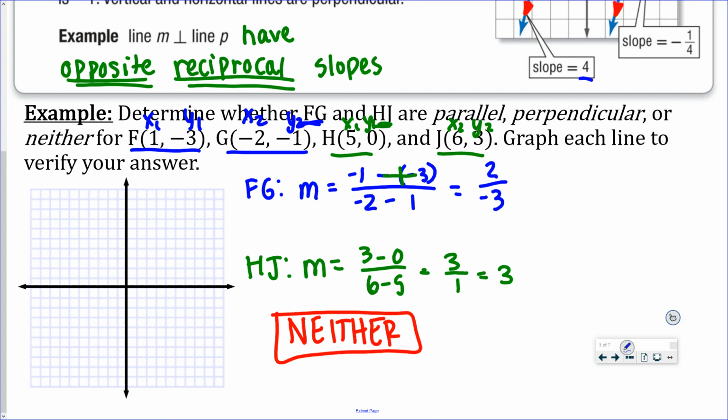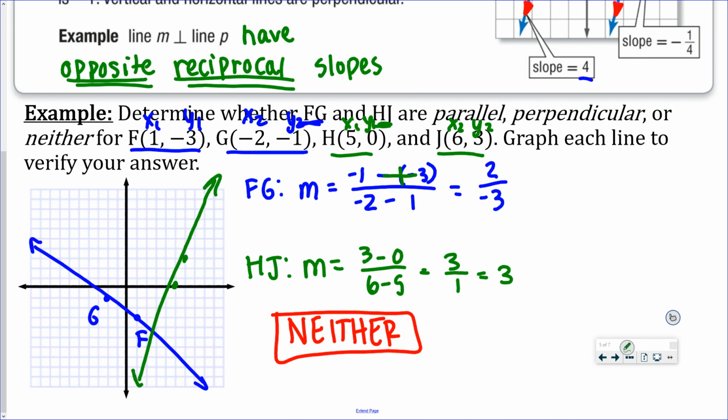Okay, let's go ahead and graph these to verify. So we're just going to plot these points: 1, negative 3. That's point F. Negative 2, negative 1. There's G. You can draw a line. If you wanted to be more accurate, if you didn't have a straight edge, you could graph your slope of 2 over negative 3, your rise over your run. HJ, we have 5, 0. That's an x-intercept at 5. 6, 3.